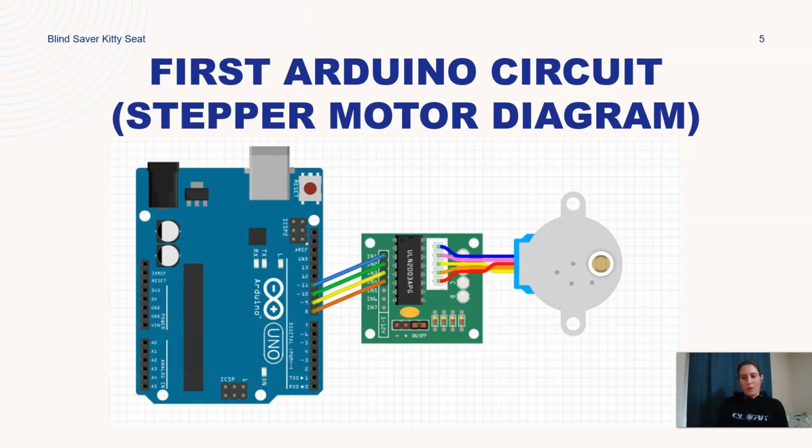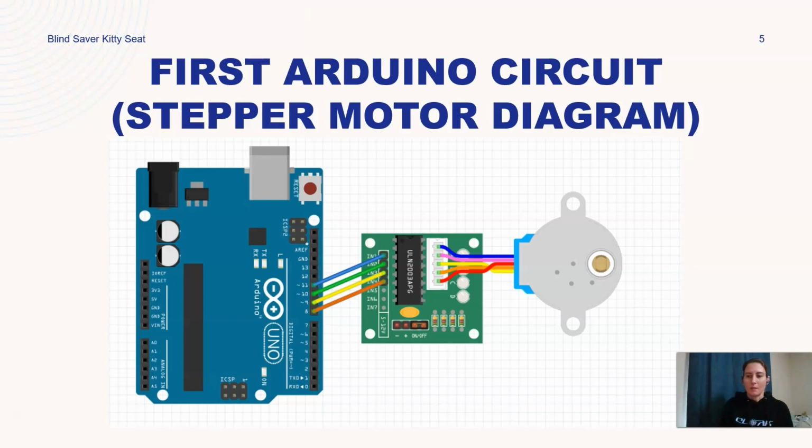So I used two Arduinos for this design. That is because I had two stepper motors and I was worried about running out of pins on the one Arduino, so I decided to use two. So the first Arduino is the Arduino that powers the blinds.